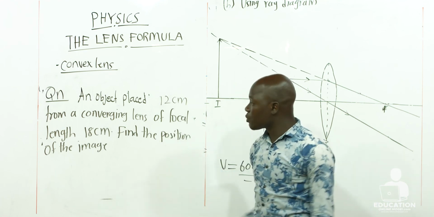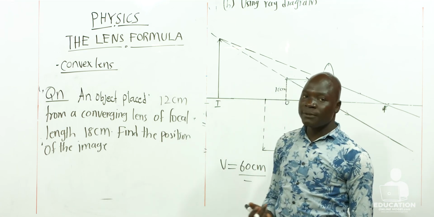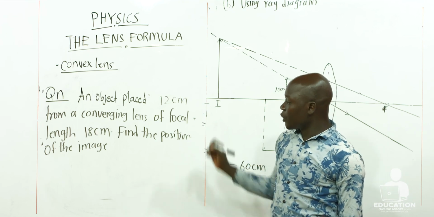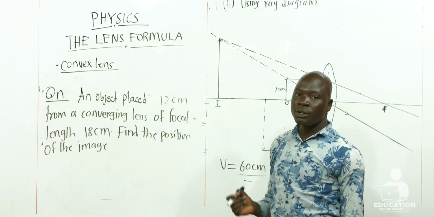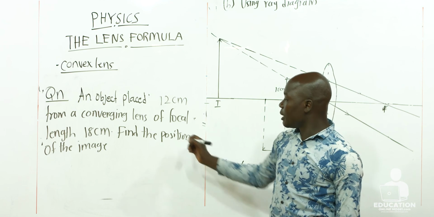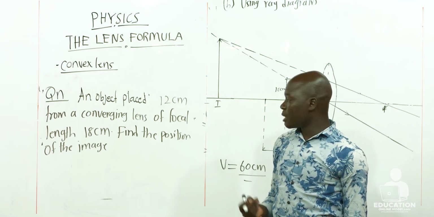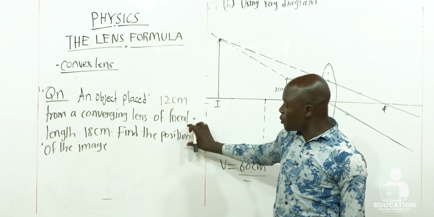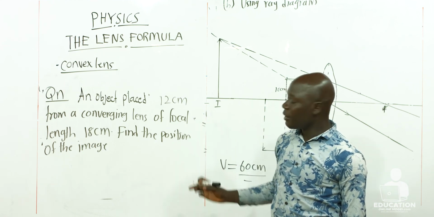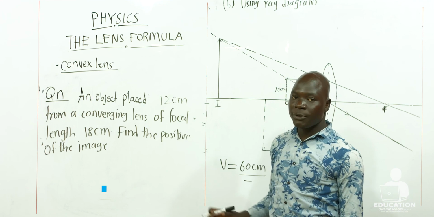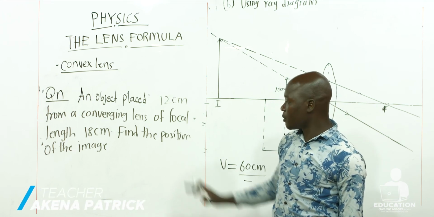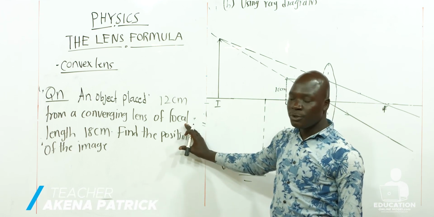So when you look at this question, it has not been specified. You are not restricted to use the lens formula, and you are not also restricted to use the ray diagram. So it is you to decide which one is appropriate for you. If you want to use the lens formula, it's fine. If you can draw the ray diagram accurately, it's also fine. So it is you to decide what to use.